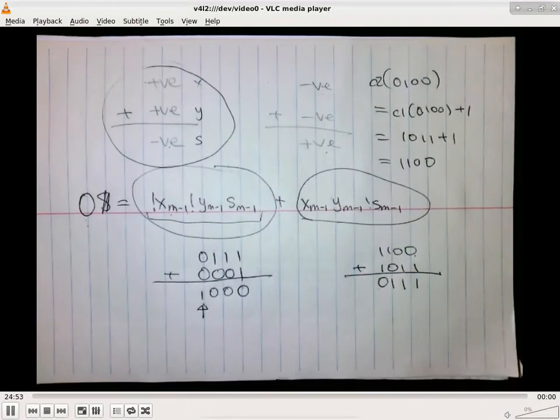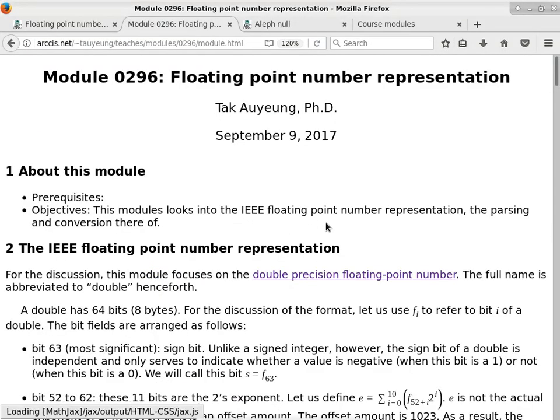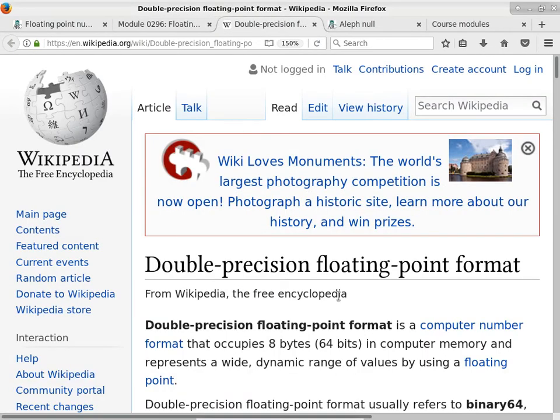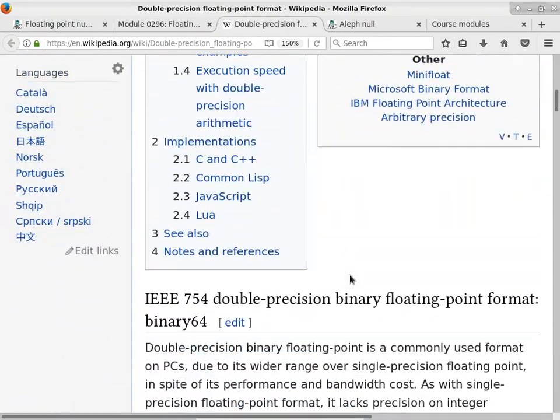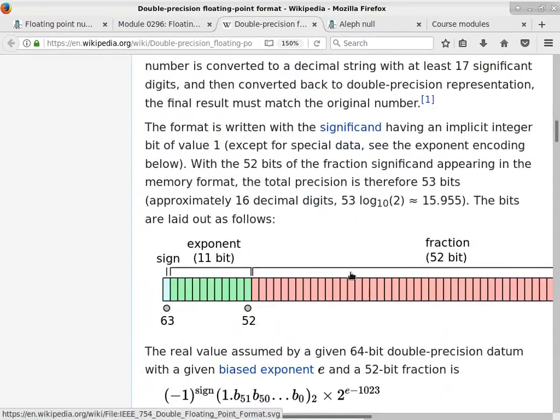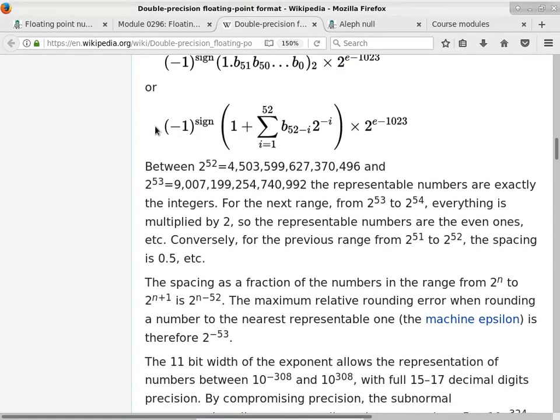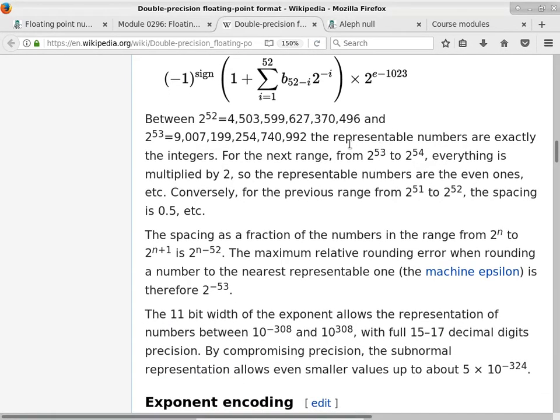Okay, so I can do this. I'm going to right click on the Wikipedia page here, and what we're going to do is focus on the equation that tells you what kind of number it can represent. This equation, the one at the top, gives you the values that can be represented using a double.